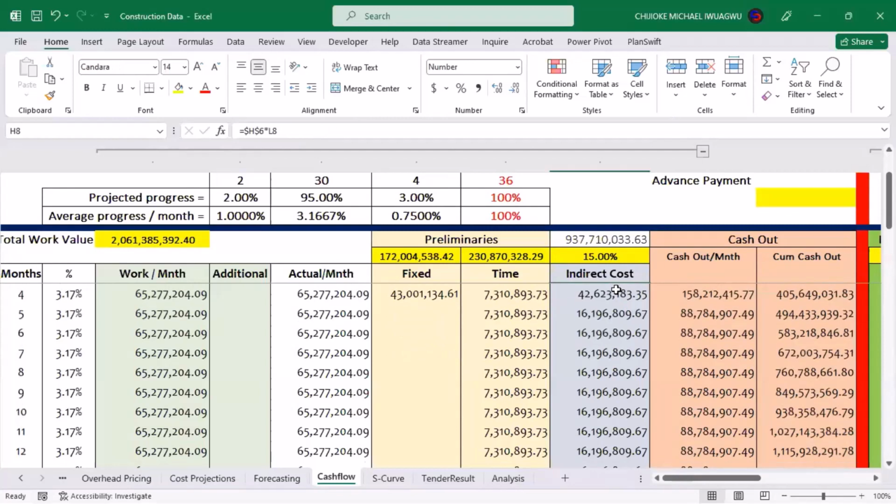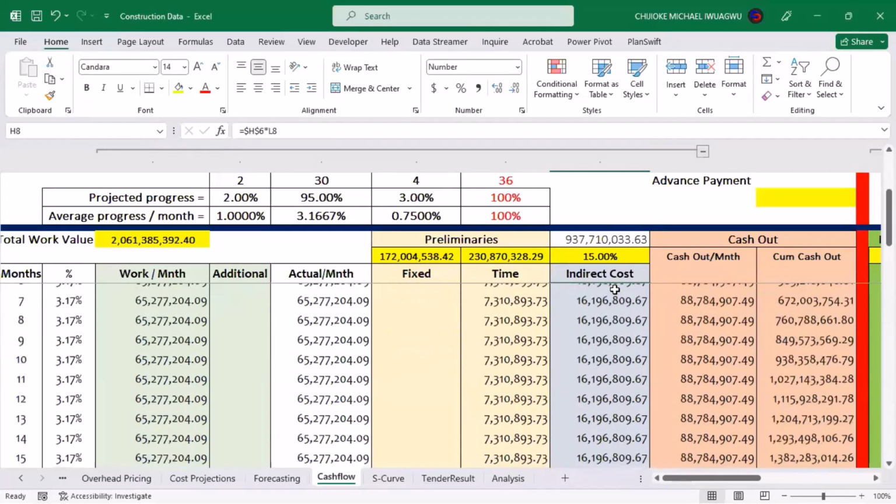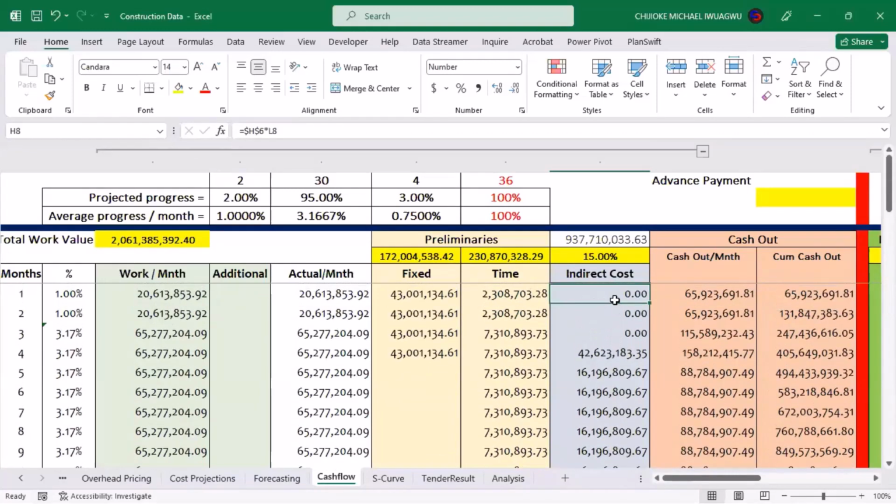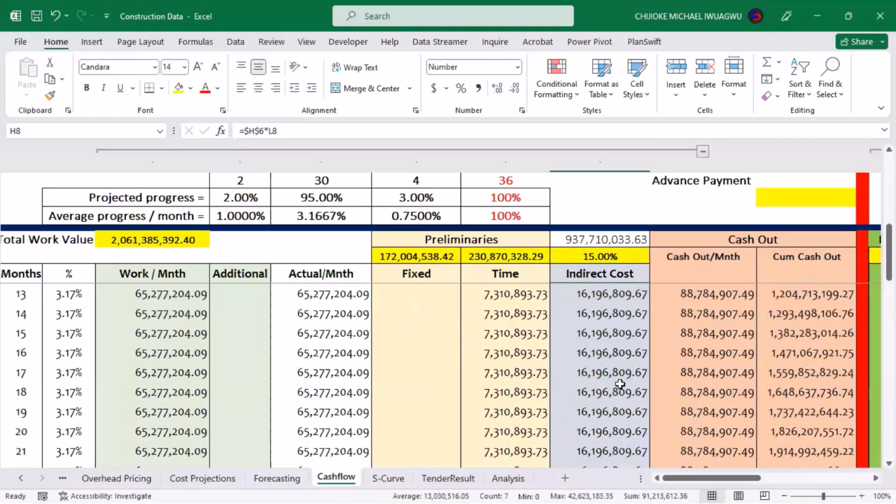If you have something like lift, and lift will be executed as maybe the 25th month of the project, you have no business trying to put the cost for executing lift from the first month or anywhere before the 25th month. It's always appropriate that you should put it at the period where it will be executed.